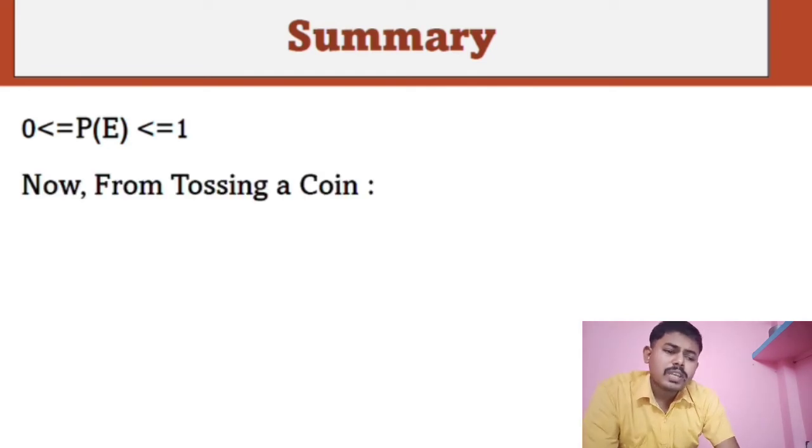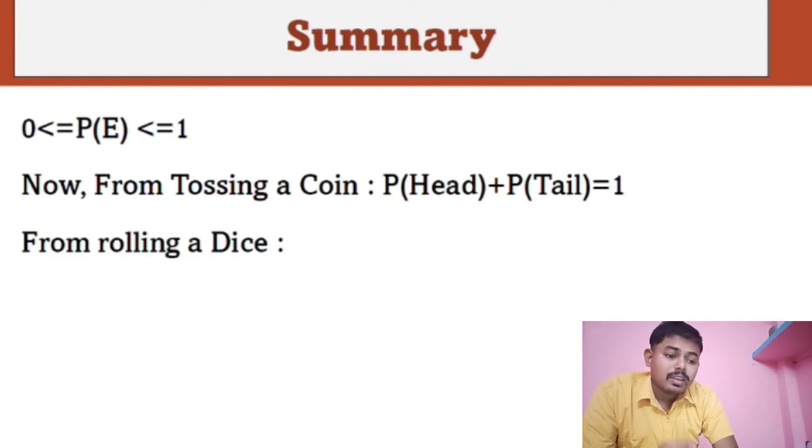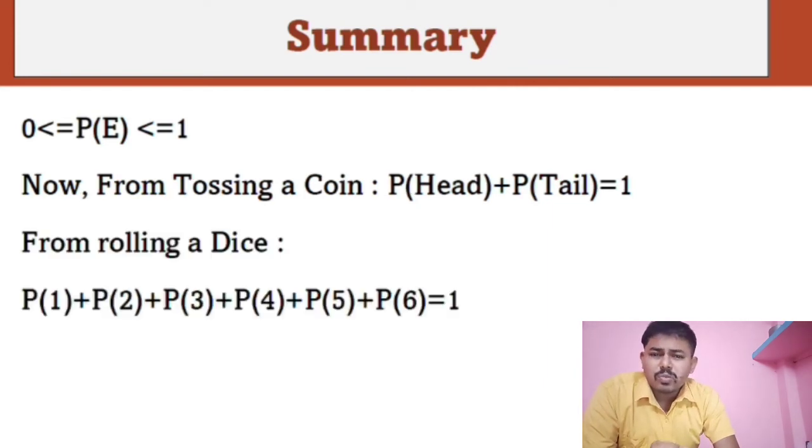Now, from tossing a coin, the probability of head is half, as we know. Also, the probability of tail is half. So the probability of head plus the probability of tail equals 1. From rolling a dice, the probability of 1 equals 1 by 6. The probability of 2 is also 1 by 6. Probability of 3, 4, 5, and 6 are all 1 by 6, and the sum of all these probabilities is 1.